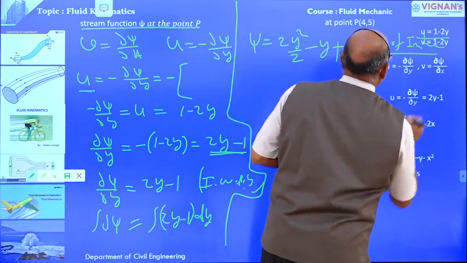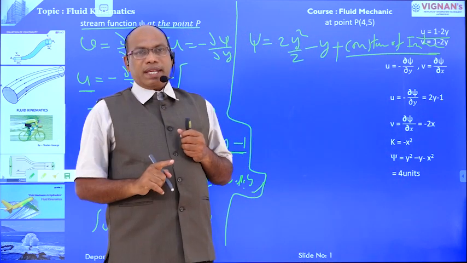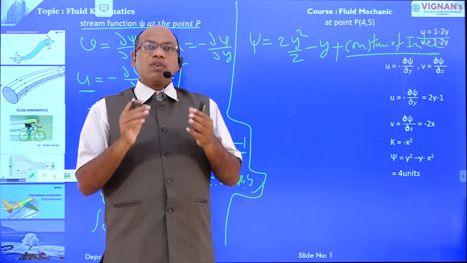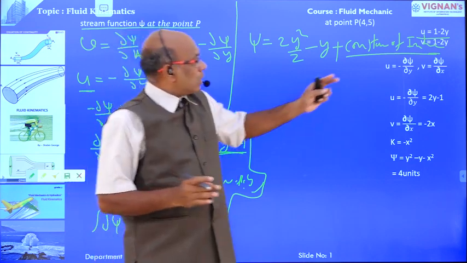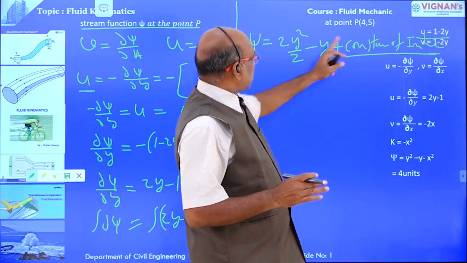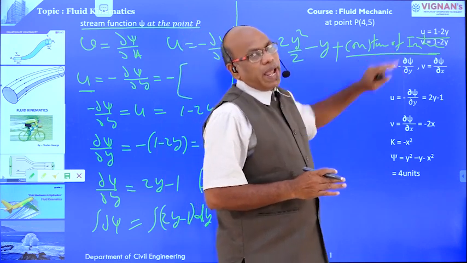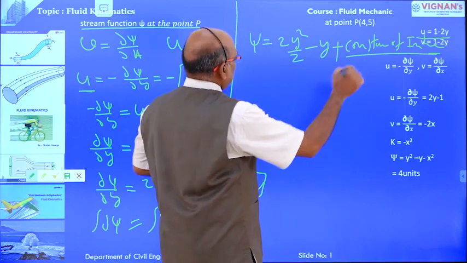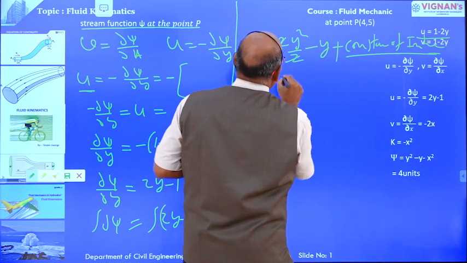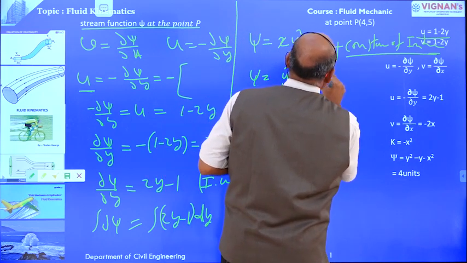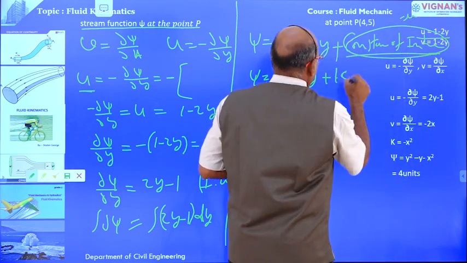But here this constant of integration is not a function of y, it can be a function of x. Here we have only two components, one is the x component, another one is the y component. Therefore, this constant of integration is not a function of y, because we have integrated with respect to y. That can be a function of x. Right? Therefore, ψ is equal to 2 cancel y square minus y plus k. This is equal to say k.